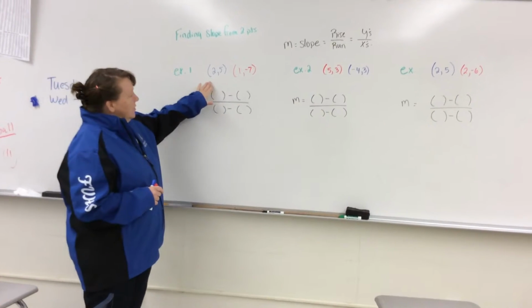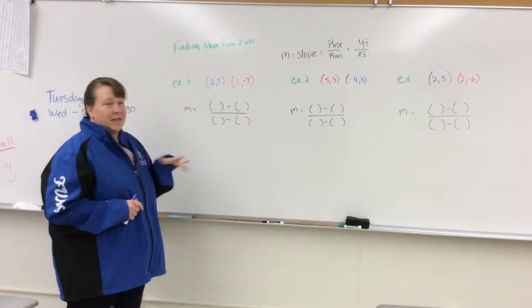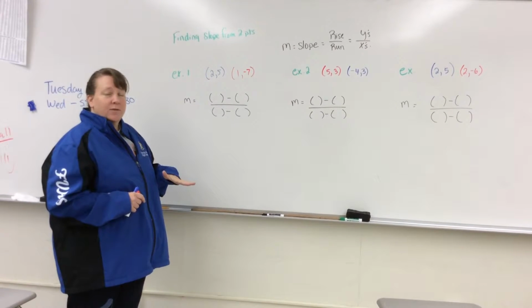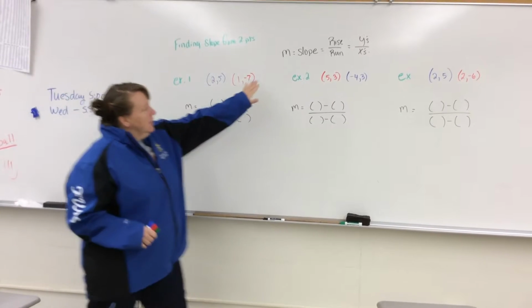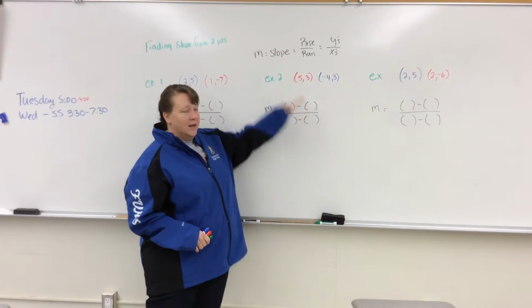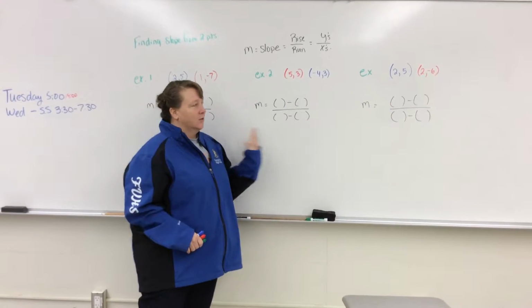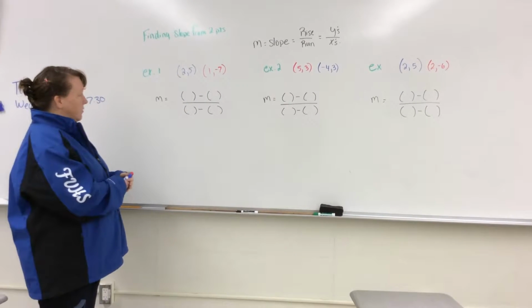You'll notice that in each example I have 1 point blue and 1 point red, and that's because that's how I'm going to keep track of who I use first and who I use second. So you'll see that, okay? Remembering that slope is rise over run, and you rise in the y direction and you run in the x direction, and so that's why the y's are on the top and the x's are on the bottom.